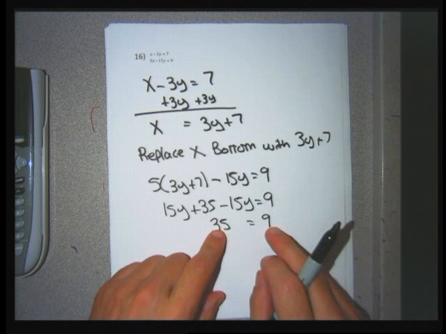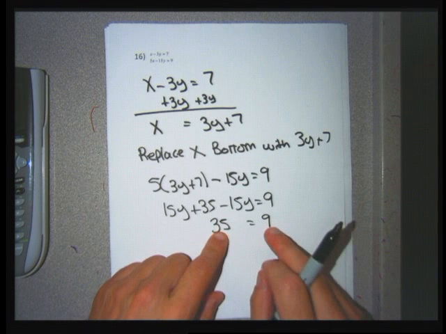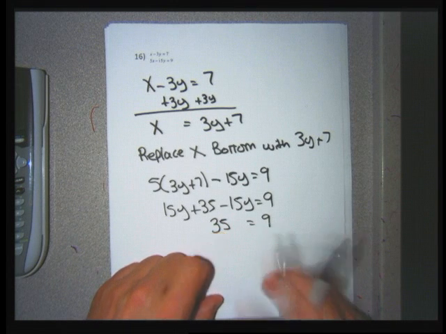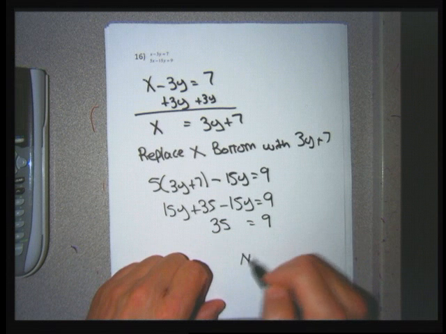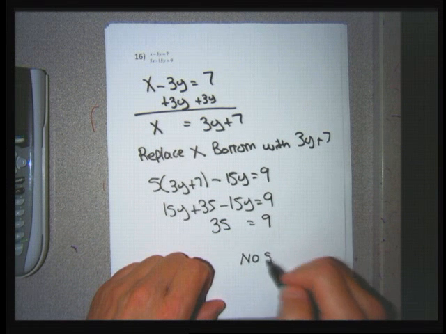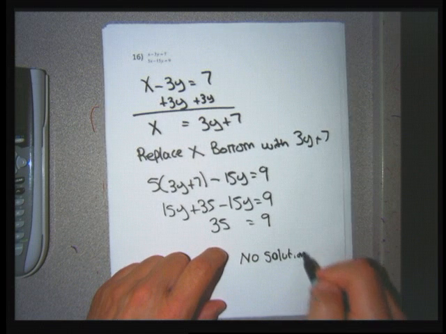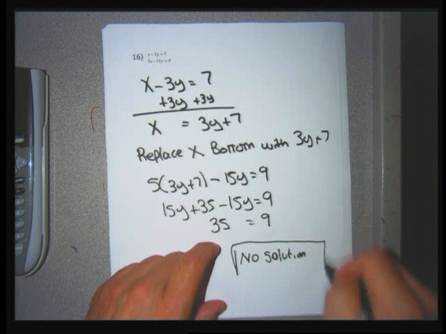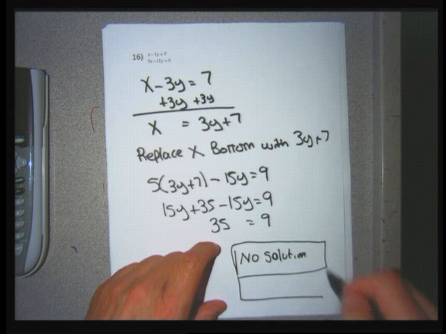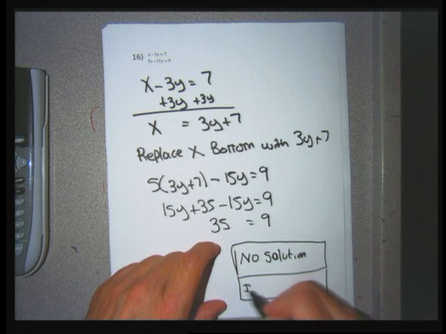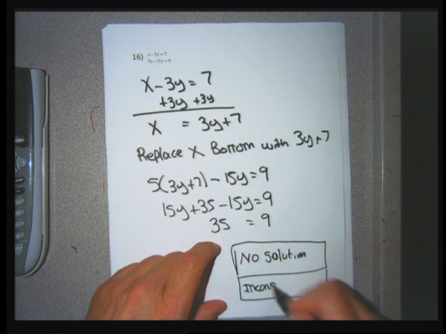If it's a true statement, I have more work to do. If it's a false statement, I can stop and say there's no solution. So this would be an acceptable answer. There's no value of x and y that works in both equations simultaneously. And sometimes we say this for the answer. I would live with either of these words.